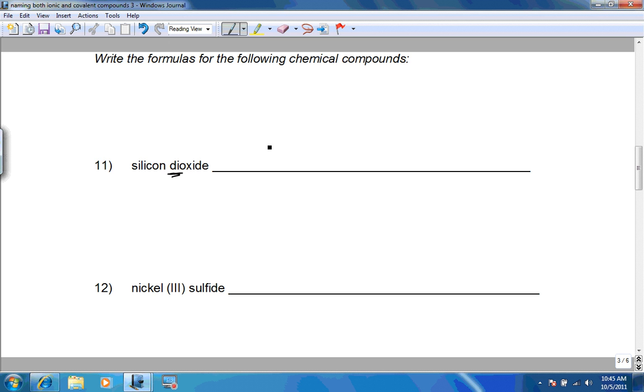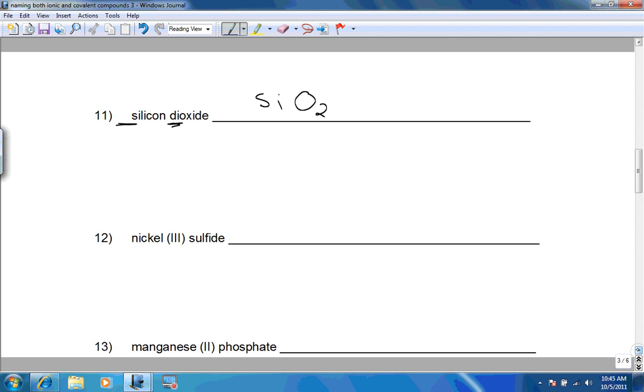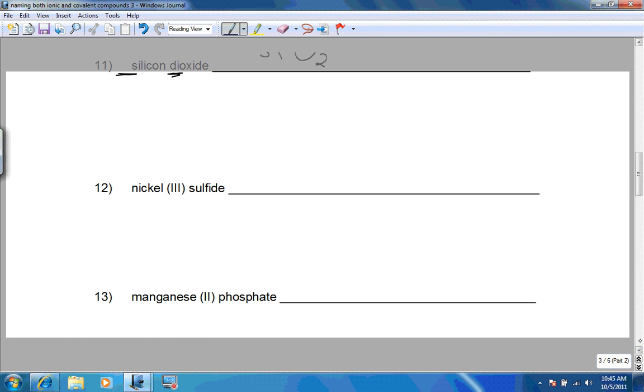So silicon is Si, because there's no prefix in front of it, that's just a 1. Dioxide, oxide is oxygen, and di means that there's 2 of them. And that's all you have to do for number 11. Number 12, nickel 3 sulfide.